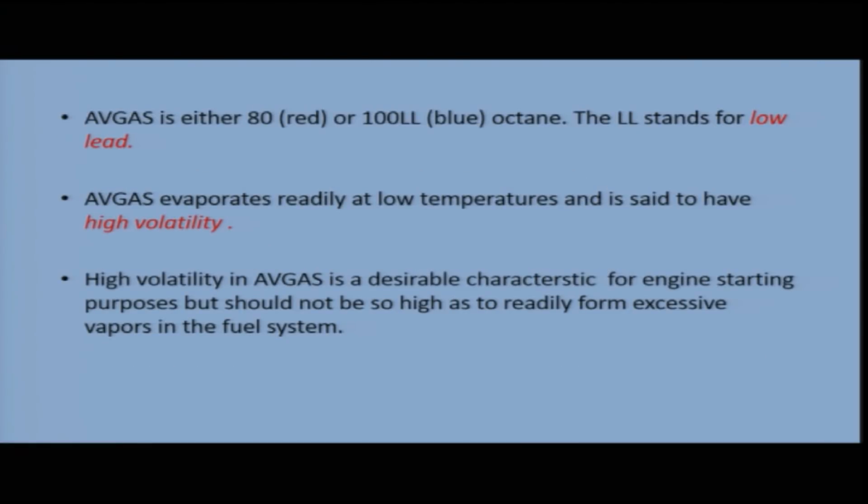Aviation gasoline can be either colored red or blue. The red colored has an octane number of 80, whereas the blue colored aviation gasoline has 100 octane number. It is termed as 100 LL, and the LL stands for low lead. Aviation gasoline has the property of evaporating readily at low temperatures and is said to have high volatility. High volatility in aviation gasoline is a desirable characteristic.